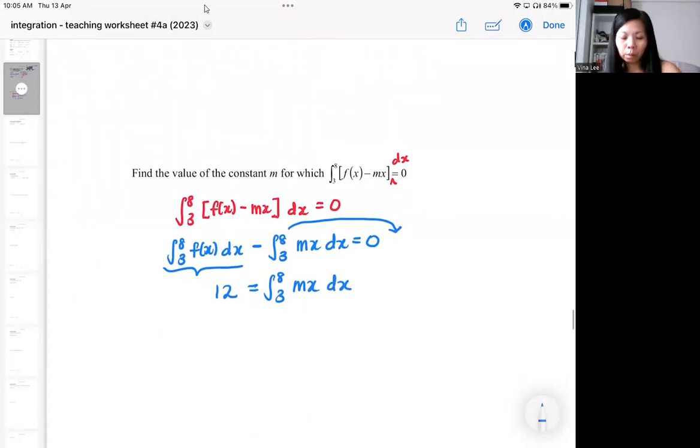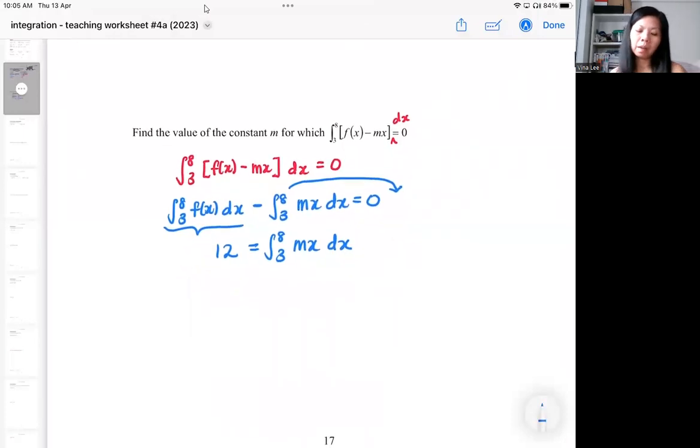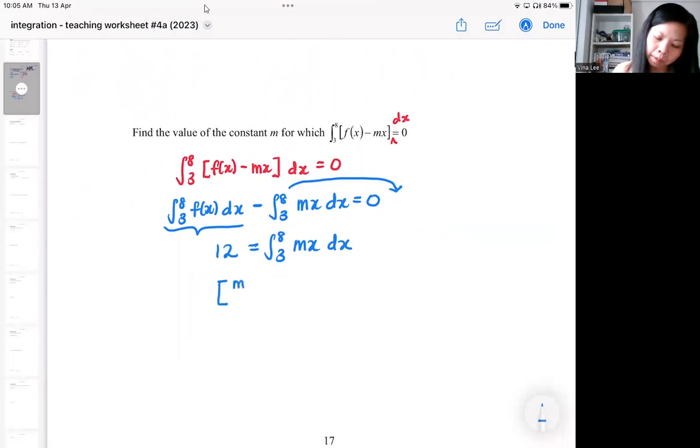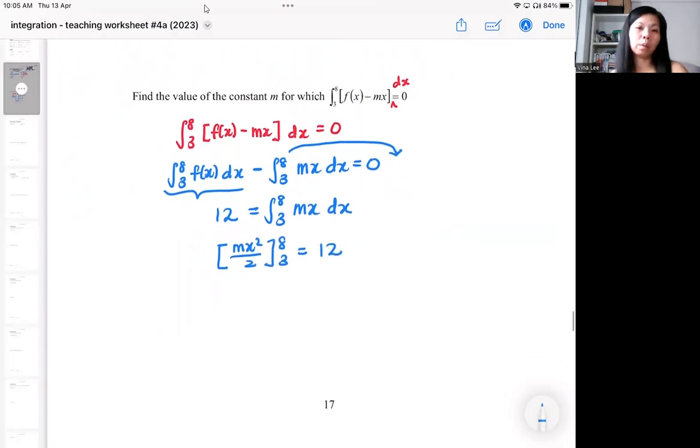From here, you do your normal integration. It's a bit like working backwards. The definite integral is a value of 12, so we need to perform our definite integral. Integrate first and do top minus bottom. I'm going to do it for this part. How do you integrate mx? If you integrate mx, it will be mx squared over 2. And then you do top minus bottom. So go back to your procedure of a definite integral: integrate and do top minus bottom.